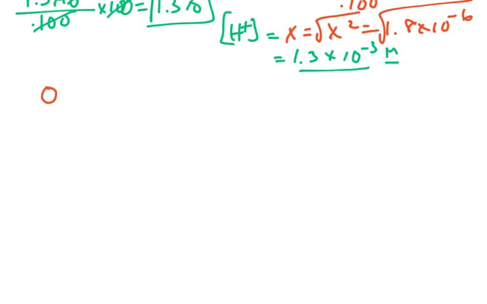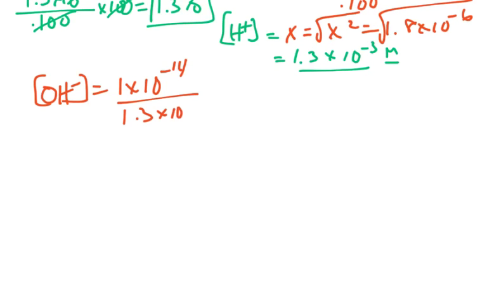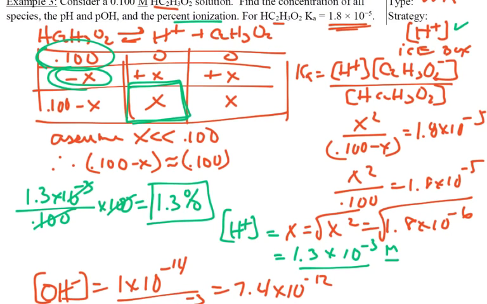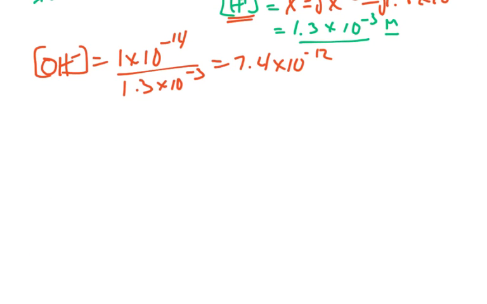So the OH- concentration is 1 times 10 to the negative 14 divided by our H+, which is 1.3 times 10 to the minus 3. That comes out to be 7.4 times 10 to the minus 12. Okay, back at the top here. We could have also calculated our acetate concentration, and our acetate concentration is the same as our H+ concentration. It's also X, so it's 1.3 times 10 to the minus 3. Okay, so there's our OH- concentration.